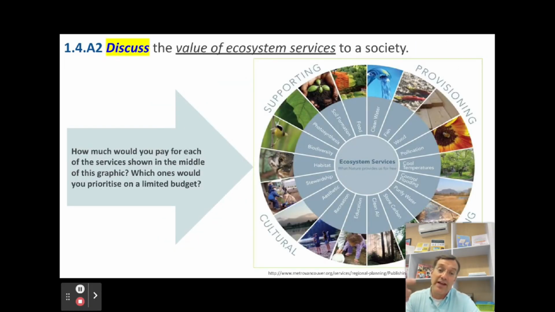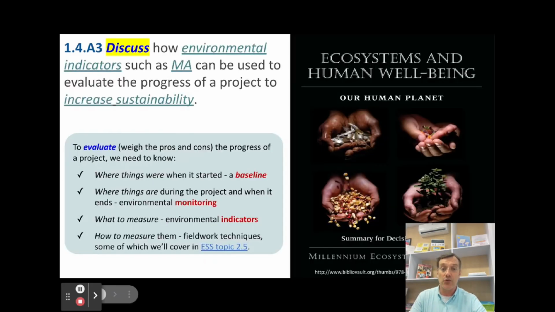Right? We're looking at what are these values, what's the value of ecosystem services to society? We've just looked at how we need time to allow things to happen, such as carbon sequestration or fish populations to restock or to regrow. Right? How much would you pay for those ecological services? How much is oxygen worth to you? Can you put a dollar value on that?